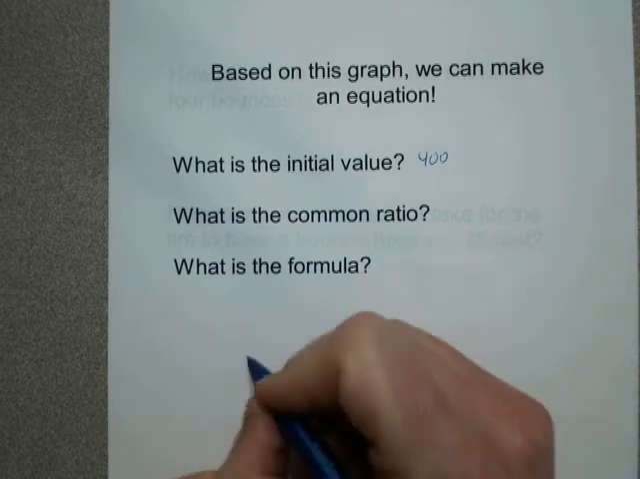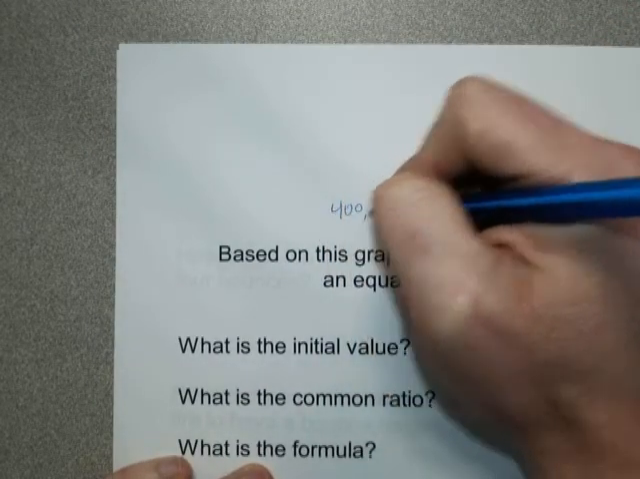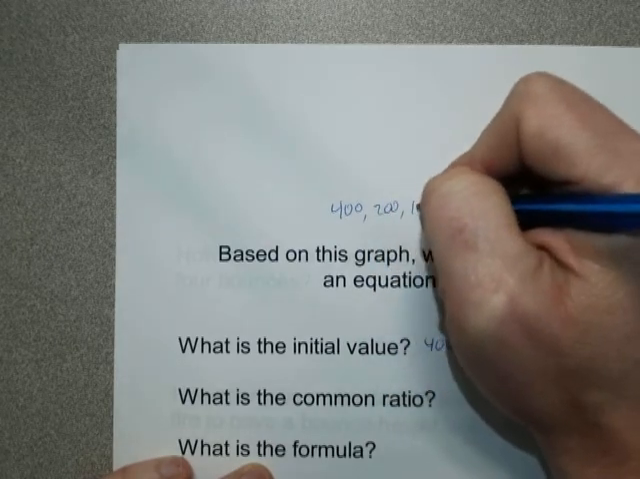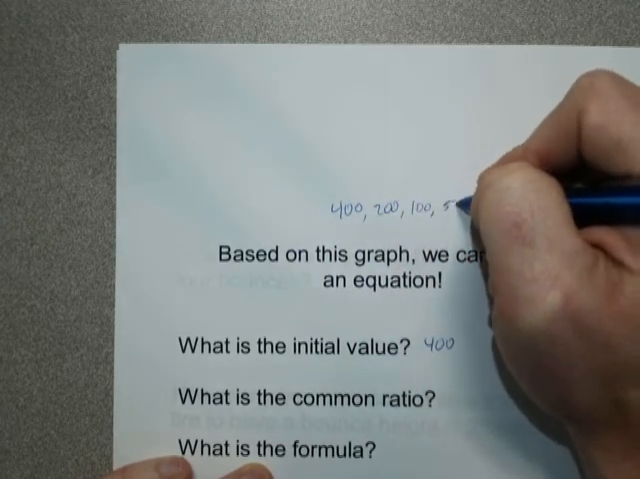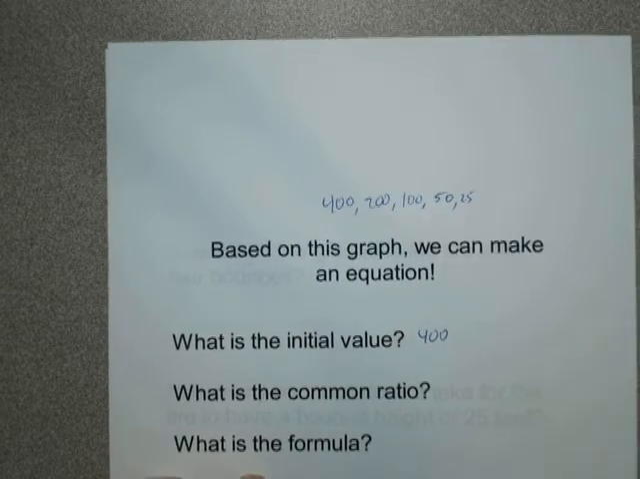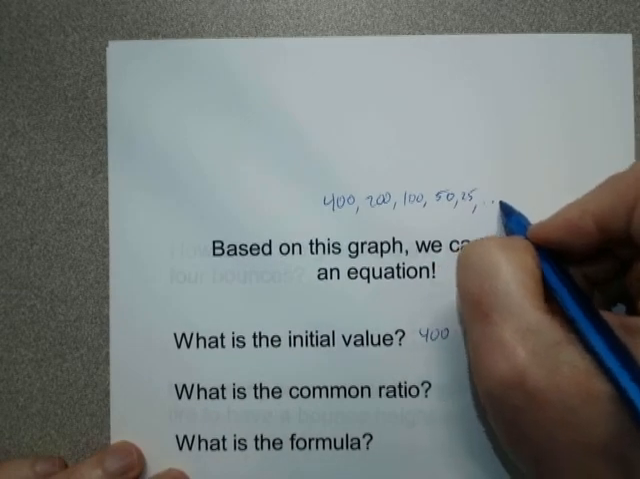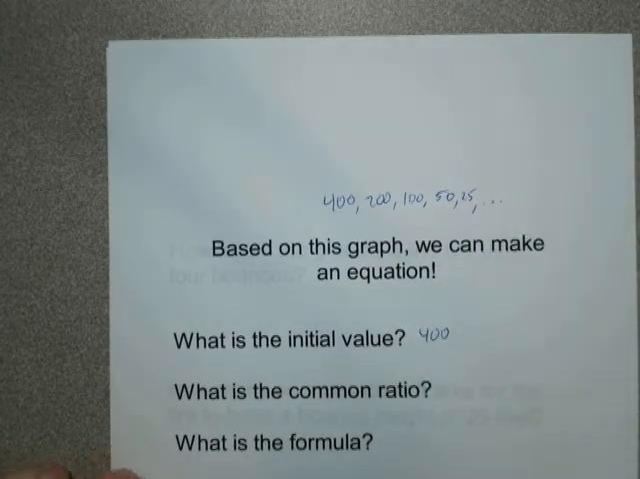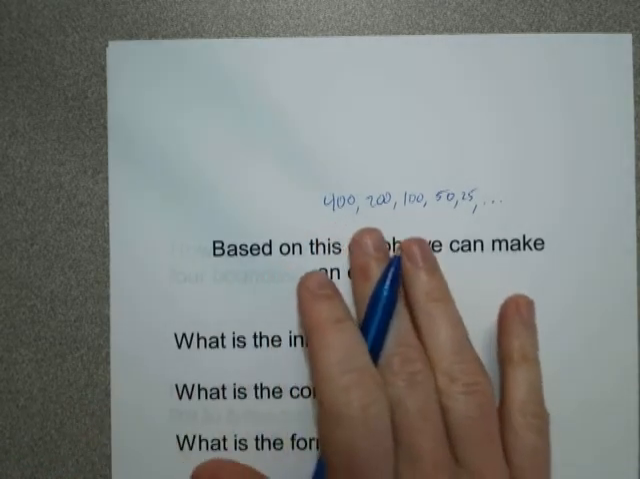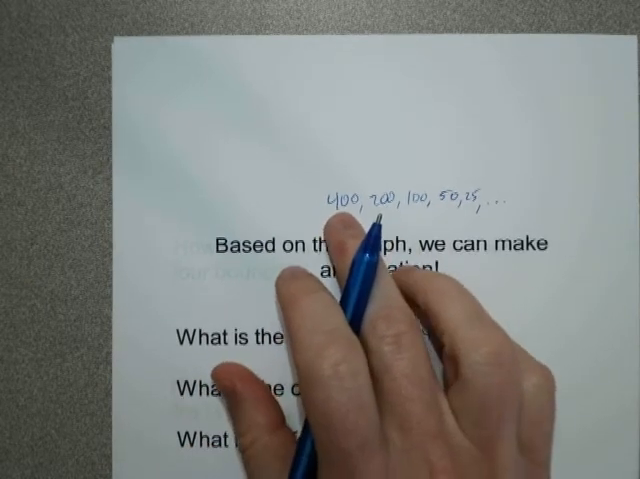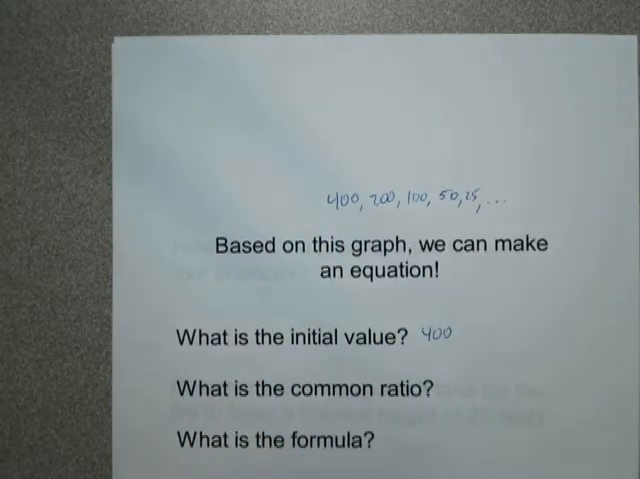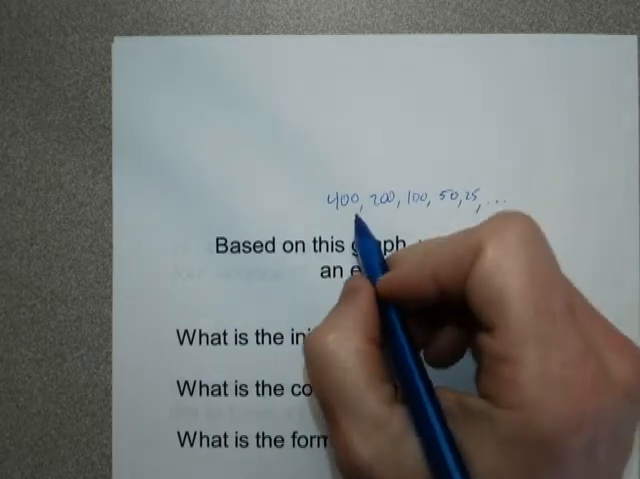We went from 400 to 200 to 100 to 50 to 25, and we stopped graphing it at that point. It would continue to reduce at the same rate. We know this is geometric, so we know we're either multiplying or dividing. So what can I multiply 400 by to get 200? If it's easier to think about division, you can say, what did I divide it by? And so we divided by 2.